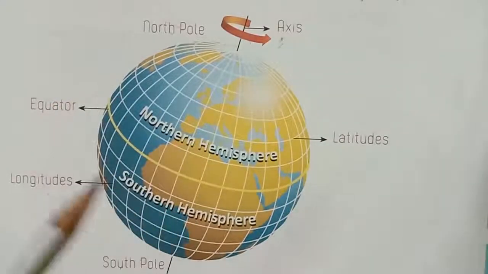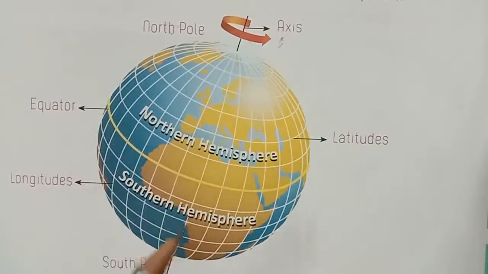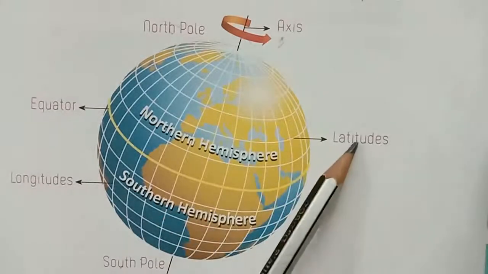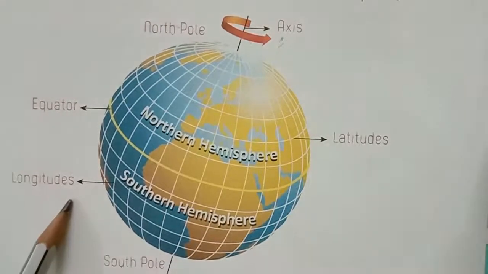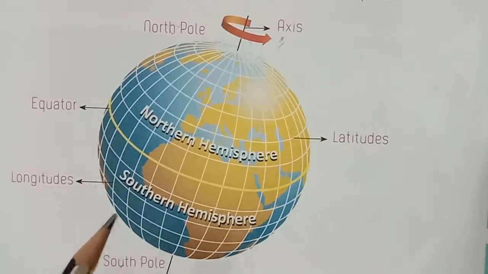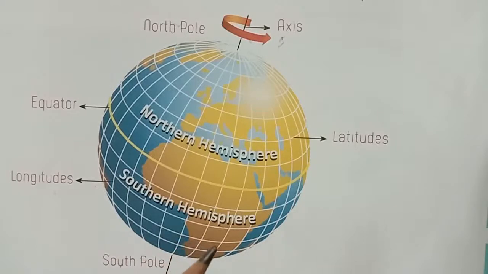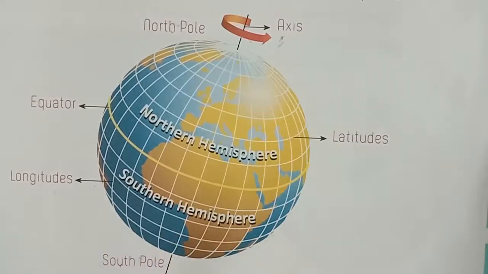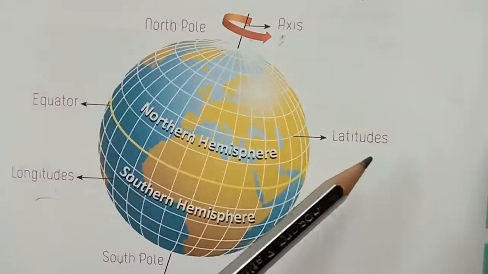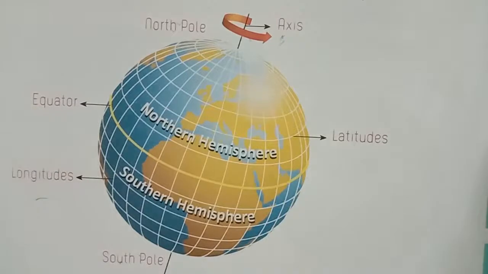Children, observe this picture. The network or grid of latitudes and longitudes are used to fix the location on the Earth. With this grid drawn on its surface, the globe of Earth appears as shown in the picture. The longitudes and latitudes of any place on the Earth define its unique global address.